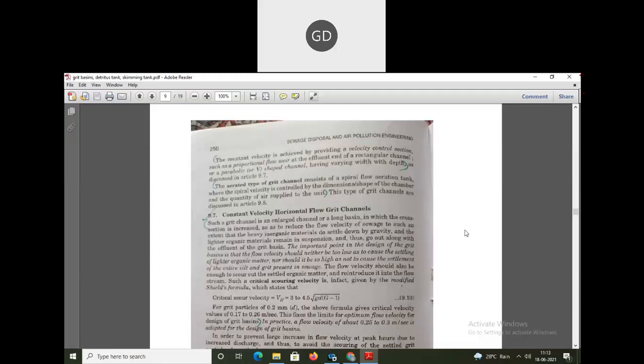Sorry, the non-aerated one. So what is happening here? There is a constant velocity. This constant velocity is achieved by providing some control sections, such as a proportional weir at the effluent end of the rectangular channel. So if there is a rectangular channel, at its end there is a proportional weir to control and achieve the constant velocity of the channel.